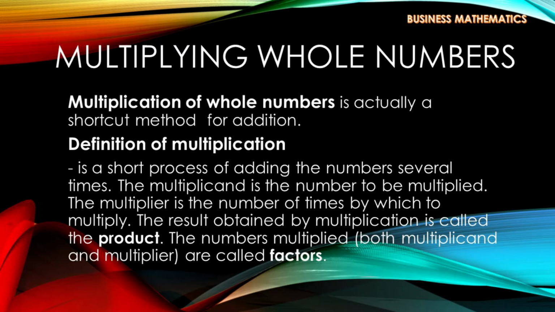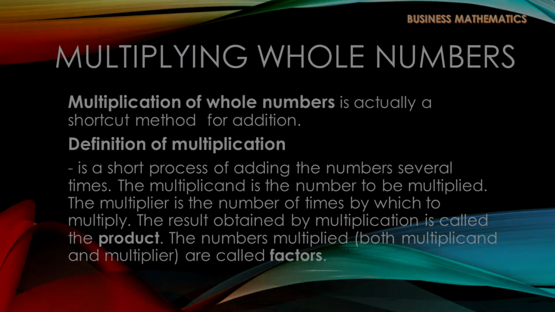Next, kung okay na po tayo, tapos na po tayo sa ating addition whole number and subtraction whole number. Now, let's start for multiplication of whole number. Multiplication of whole number is actually a shortcut method for addition. Definition of multiplication is a short process of adding the numbers several times. The multiplicand is the number to be multiplied. The multiplier is the number of times by which to multiply. The result obtained by multiplication is called the product. The numbers multiplied, both multiplicand and multiplier, are called factors.